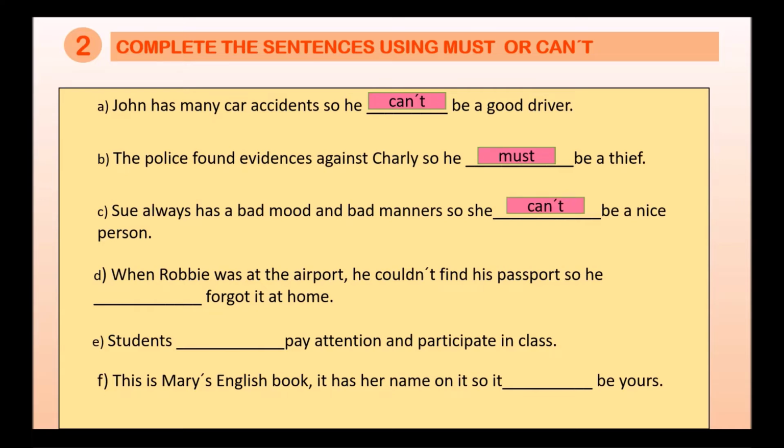Option D. When Robbie was at the airport, he couldn't find his passport, so he must forgot it at home. Option E. Students must pay attention and participate in class. Option F. This is Mary's English book. It has her name on it, so it can be yours.